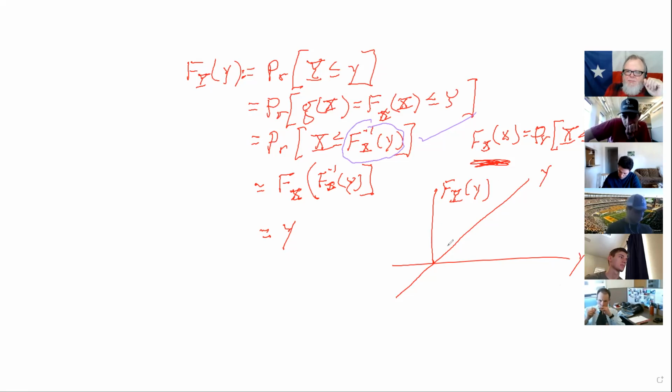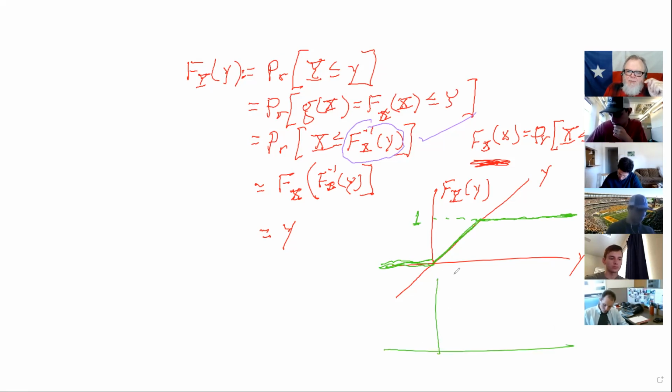Now you're going to have to do some explaining here and explain why this cannot go above 1 and it can't go below 0. So this inversion actually is just for the interval from 0 to 1. And I won't tell you how, but you should be able to look at the problem and determine that this is the case.